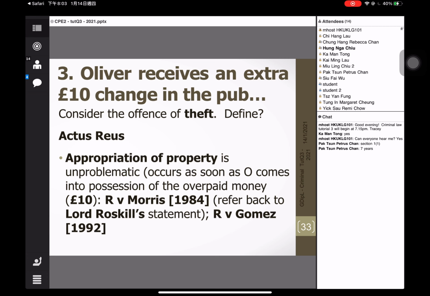Okay, if we move on to the pub situation. So here, Oliver receives the additional £10, the excess payment. So what would our definition of theft be here? I know we've already defined it, but just remind me. If you hadn't defined it already, how would you define it?